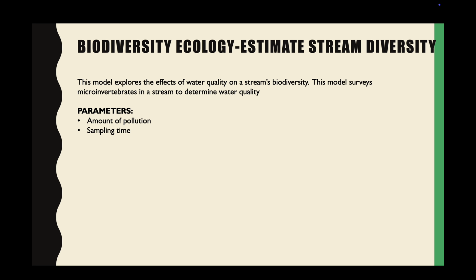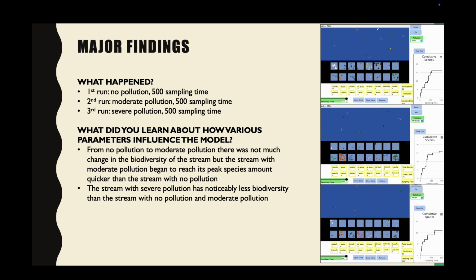The next one is estimate stream diversity. It explores the effects of water quality on a stream's biodiversity, and the parameters are amount of pollution and sampling time. So for each run, the sampling time remained the same, but for run 1, there was no pollution. For run 2, it was moderate pollution, and for run 3, it was severe pollution.